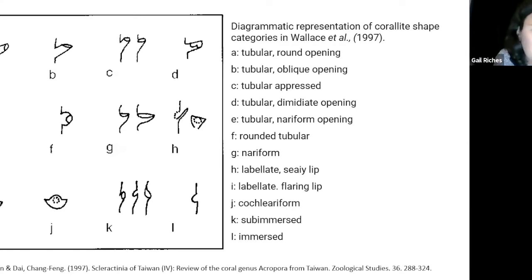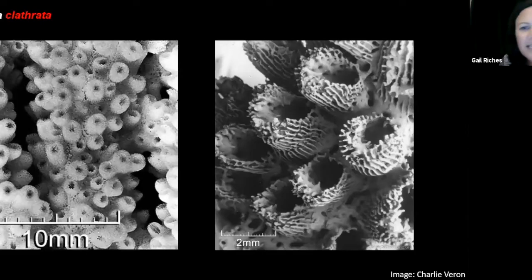This is from a fantastic resource by a guy called Wallace, and he came up with all the different shape categories for Acropora. You don't need to read all that, but it gives you an idea of the different sorts of shapes that they're classified into. Here's another one. I think these photographs are just fantastic. And these are all on the Corals of the World website that I showed you at the beginning.